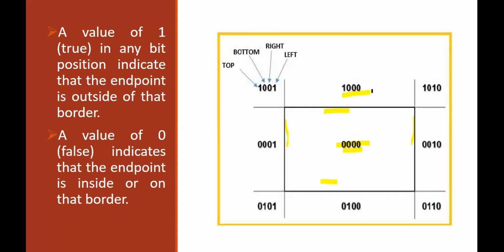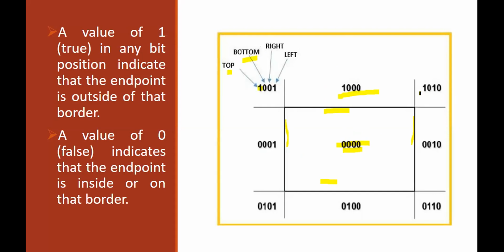And let's talk about this one. This is 1000. Here the first bit is 1 because it is outside the top border. As I have already discussed, we are representing the first bit for the top one, and then for bottom, then for right, and then for left, and hence it is 1000.